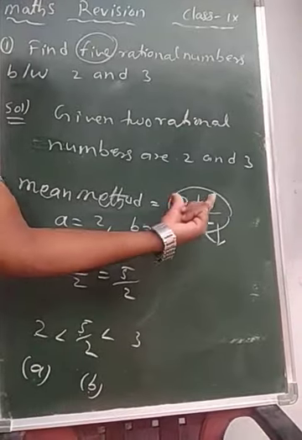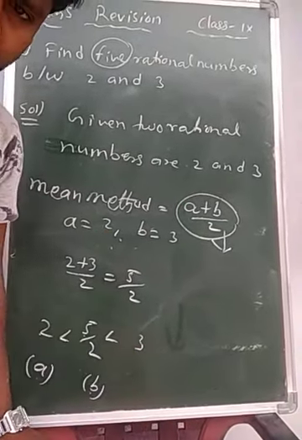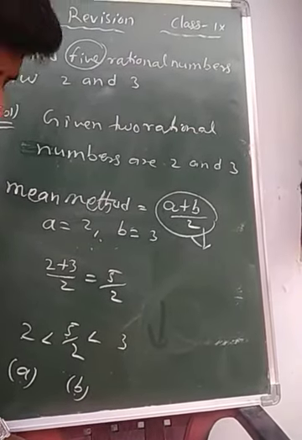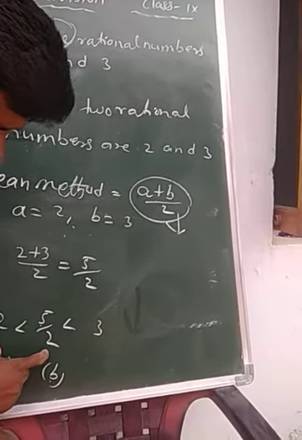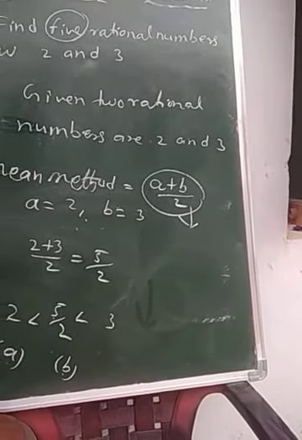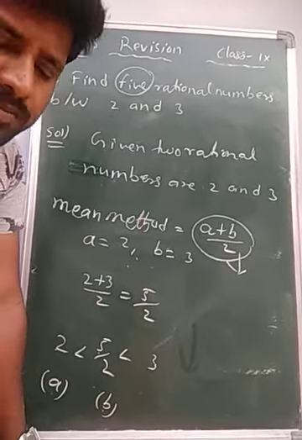You just substitute in this. You will get the remaining 4 rational numbers. Is it clear? Actually we know in between any two rational numbers there exist infinite rational numbers, but we require only 5 rational numbers. Okay, so this is one of the methods.